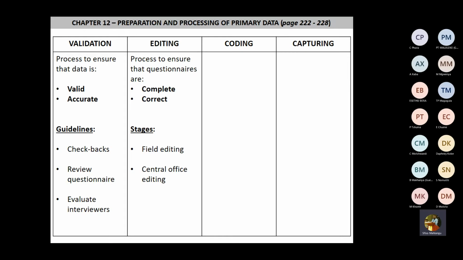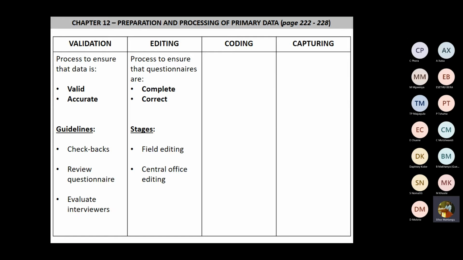The advantage of field editing, which they talk about quite a bit on page 258, is that you are able to catch mistakes as they occur. You can rectify them immediately. For example, if you find that a respondent did not answer a question about how aware they are of gift card vouchers that are sold at Main Lane. Remember that respondent is still around the shopping mall. We can quickly run to him and say, sorry, we missed one question. Can you tell us? So it has that advantage over central office editing.